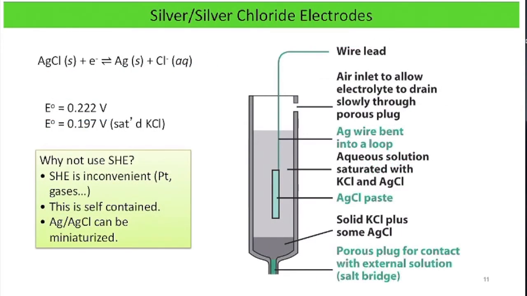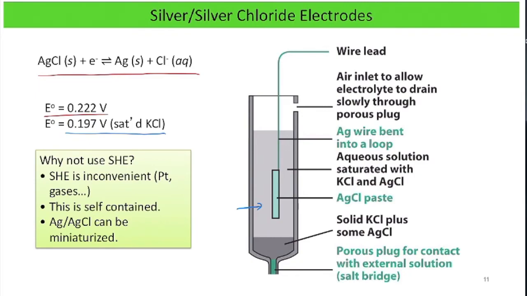Another electrode that is commonly used is called the silver-silver chloride electrode. So silver chloride going to silver solid and chloride minus. Again, the standard reduction potential is 0.222 volts, but since we want to make sure none of the concentrations of the components change, we usually use a saturated KCl solution in this one as well. So the voltage for that one is 0.197 volts. And just like the previous diagram, the saturated KCl is this gray stuff right in the diagram.